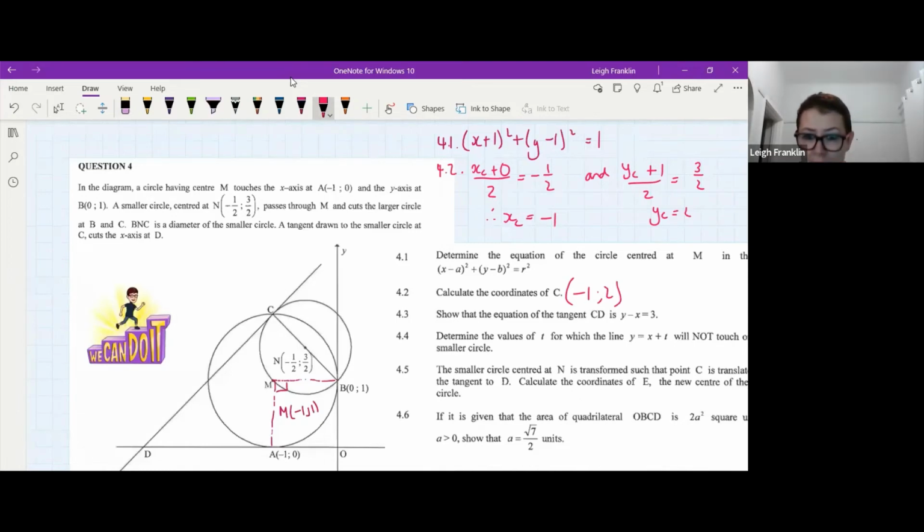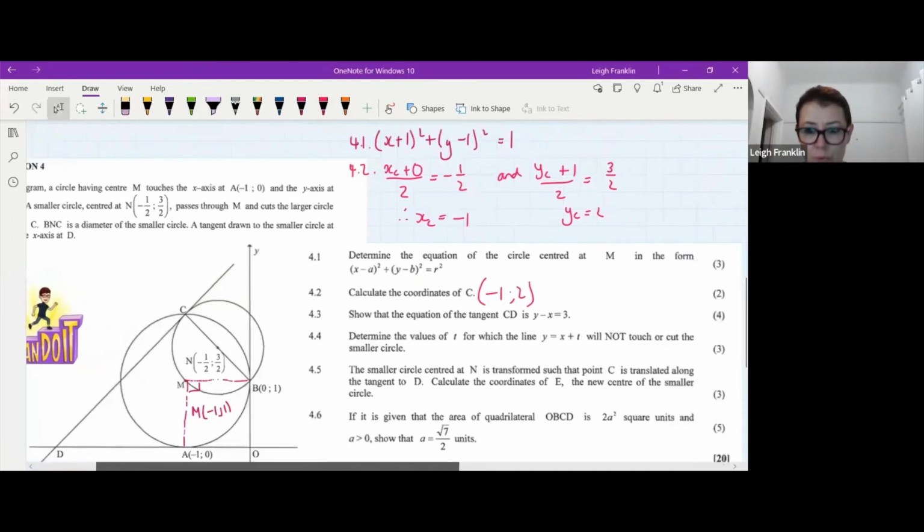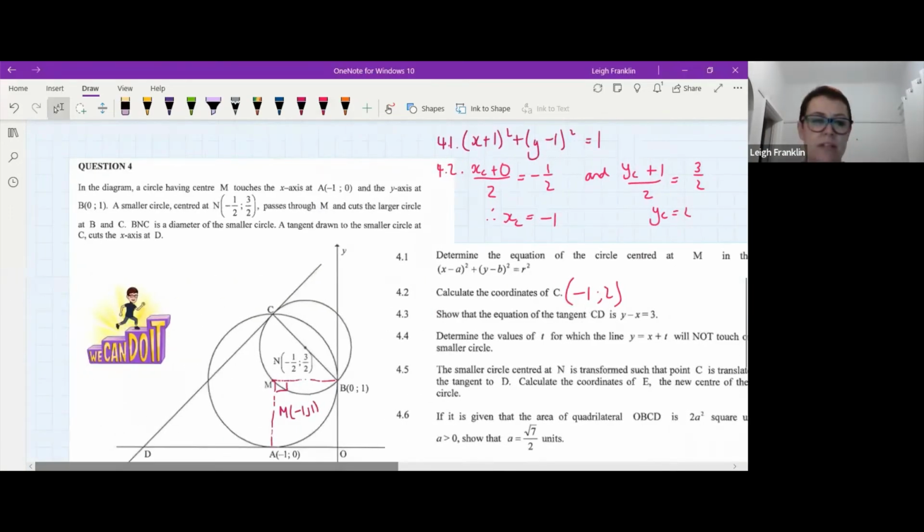Perfect. Thanks Neo for spotting that. Now we need to show that the equation of tangent CD is the line y minus x equals 3. What's really important with questions like this is that we are not allowed to use any of the information that they have given us in order to prove that it's true. So we basically have to calculate the equation of tangent CD and pretend that we don't know what it is, okay?